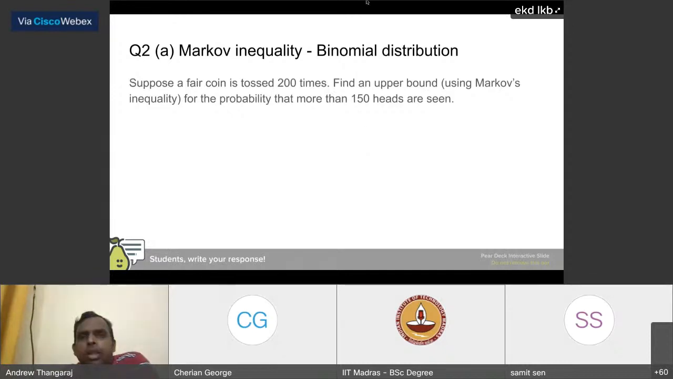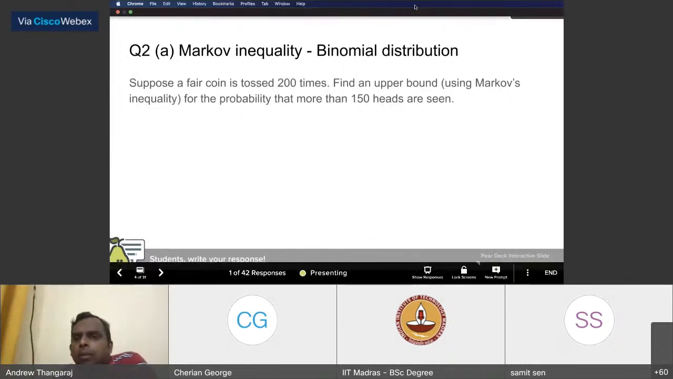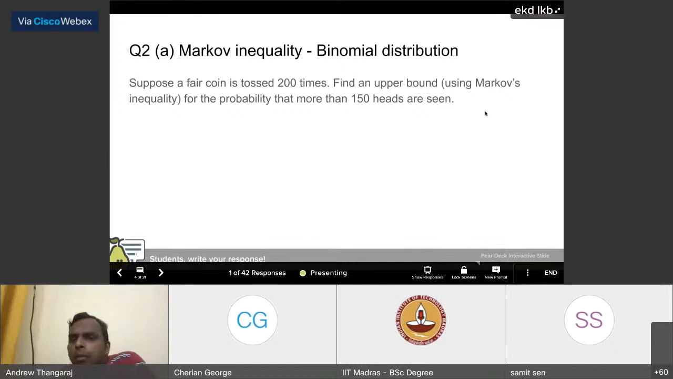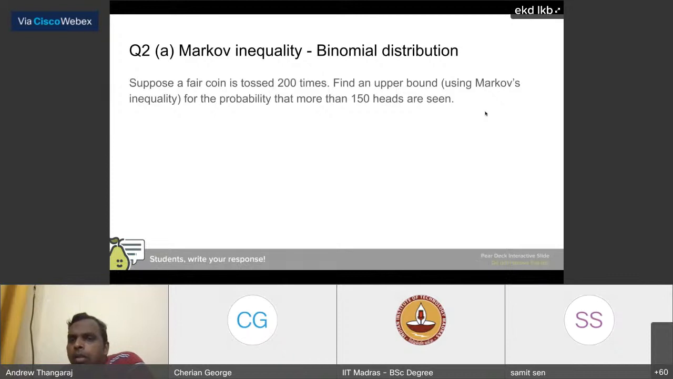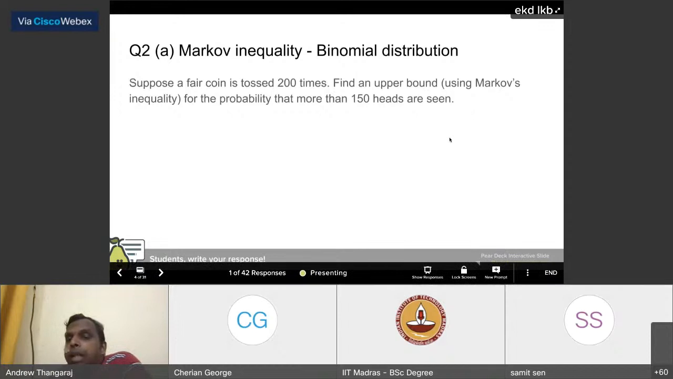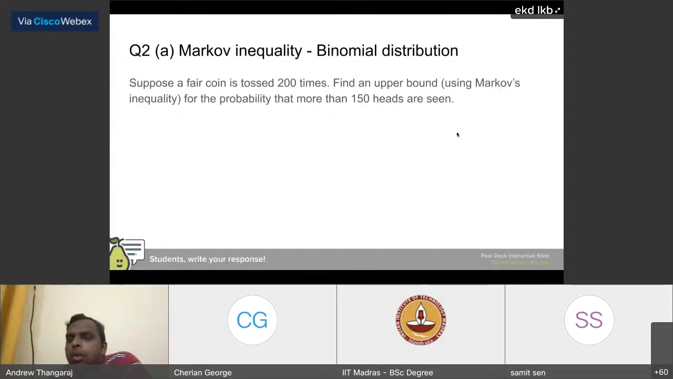Okay, so what is the question in the chat? I'm sorry. Okay, wait. This question is a bit confusing to me. I've asked for an upper bound for the probability. Why do you say 5 plus? No. I think you're getting a little confused here. So you're adding 5 because 5 is the expected value of x, is it?